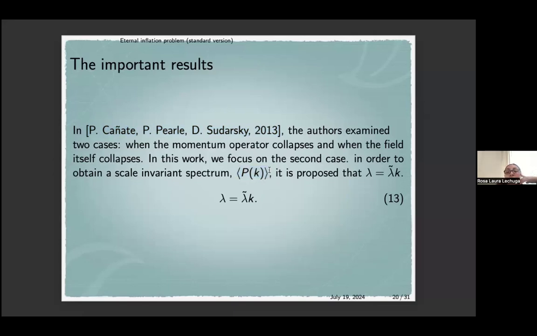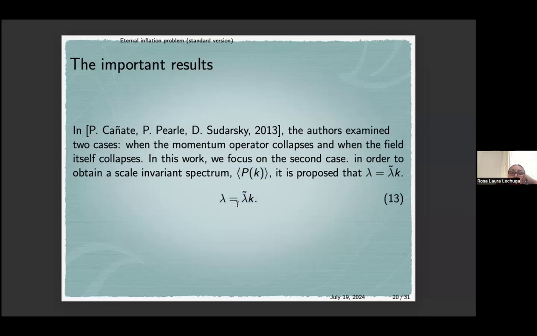And I talk about one degree of freedom in this theory, which is the choice of the collapse operator. But we have a second degree of freedom in this theory, which is to give a form for the noise, and that implies that we can have a form for the collapse rate. And the authors choose a particular form for the collapse rate in order to have a scale-invariant power spectrum.